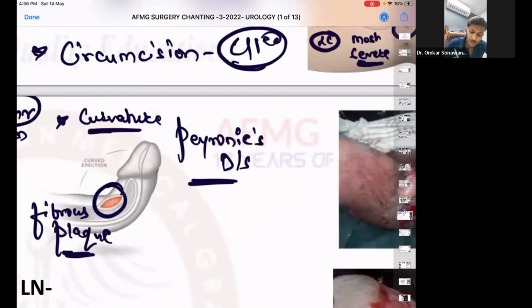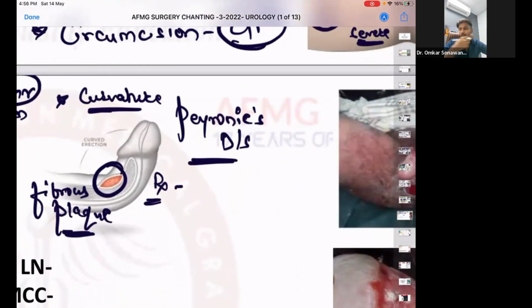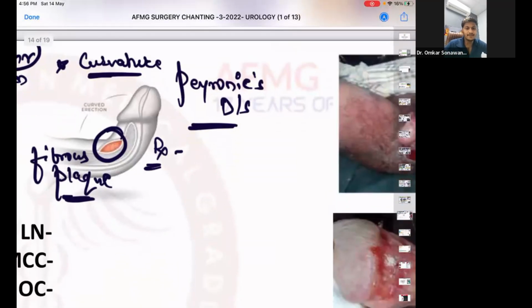So usually, what is the treatment for Peyronie's disease? Anybody? It is due to a formation of fibrous plaque. The penis, when erected, would be curved towards that particular side. It is usually an upward curvature which is seen. What is the treatment? Anybody? No, not excision.